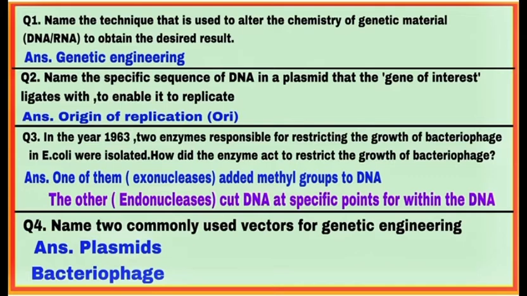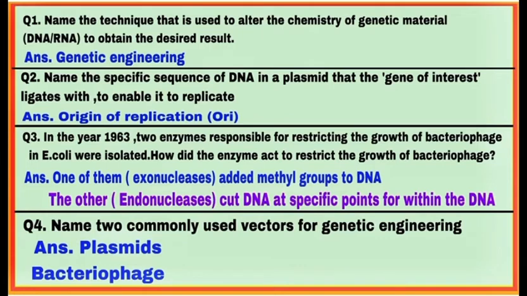Question number 2. Name the specific sequence of DNA in plasmid that the gene of interest ligates with to enable it to replicate. It is ORI or origin of replication. Origin of replication is must for replication of gene of interest ligated with the plasmid.